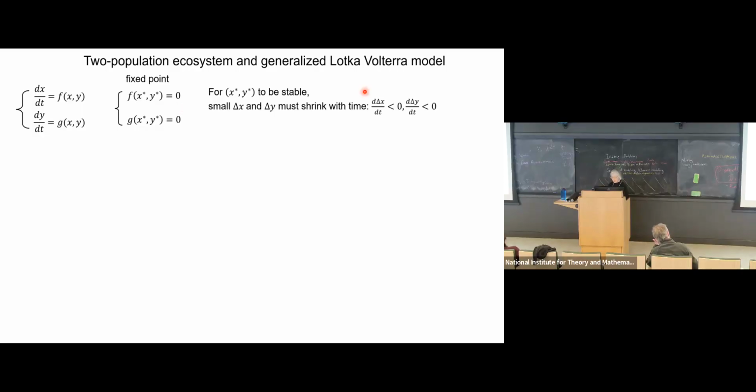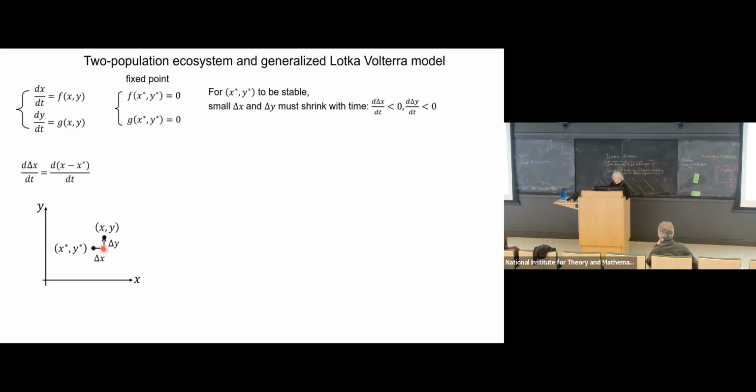That's to say, if you take the derivative of this and evaluate it at a fixed point, these should all be negative. So let's look graphically. It's x star, y star, the fixed point, and we make a small perturbation. Then this new point is x, y, and this is delta x, delta y. So just a little bit of algebra.